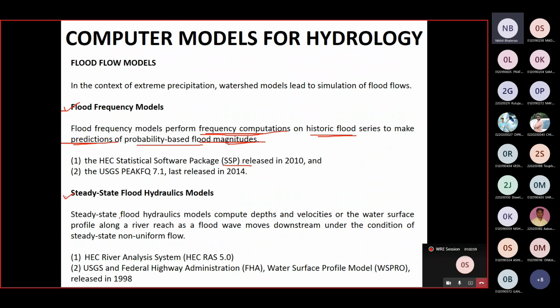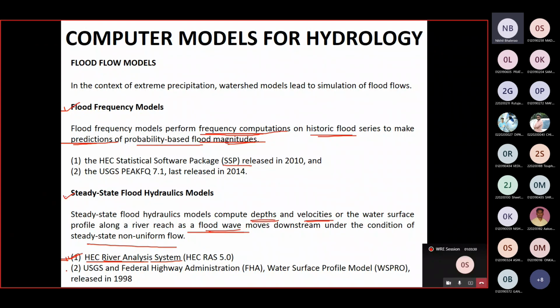This is the second one. Steady state flood hydraulic models compute the depth and the velocities or the water surface profiles along the river reach as the flood wave moves from the downstream, under steady state conditions or non-uniform flow conditions. The most commonly used software is HEC-RAS, the Hydrologic Engineering Center's River Analysis System.